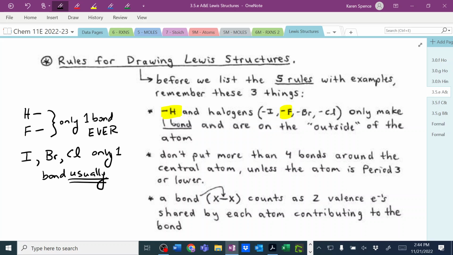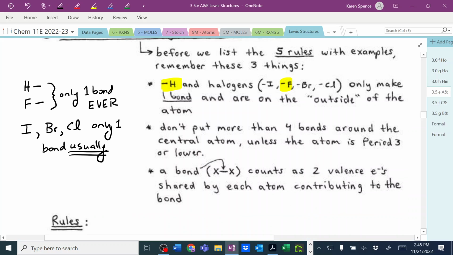Do not put more than 4 bonds on the central atom unless the atom is in period 3 or lower. So carbon should never have more than 4 bonds, because it's not in period 3 or lower. A bond, which we draw as a line, counts as how many electrons? 2 electrons.